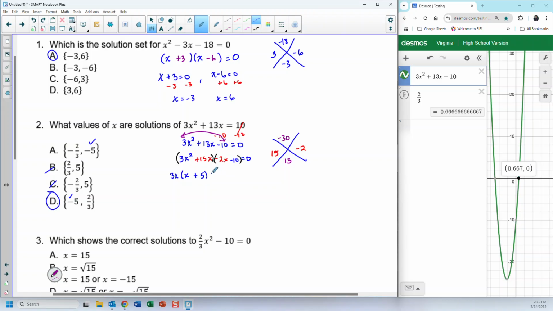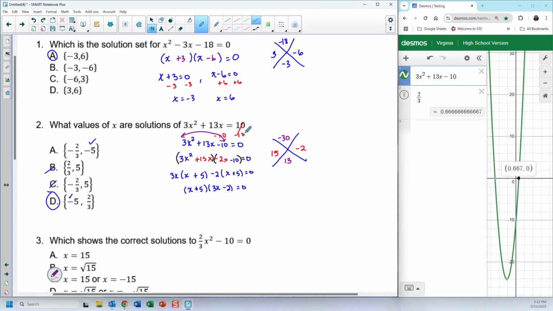And here it looks like I can take out a negative 2, so that would be x plus 5. Because negative 2 times x is negative 2x, and negative 2 times 5 is negative 10. If I do all these steps right, I will get the same thing in my parentheses. So that ends up being my first factor, and then my second factor would be 3x minus 2.